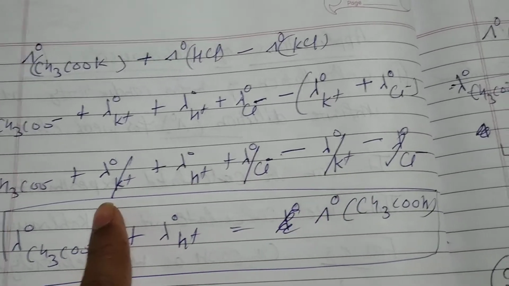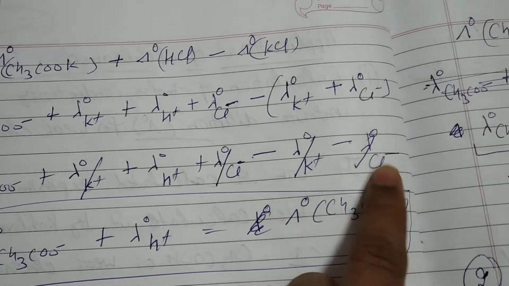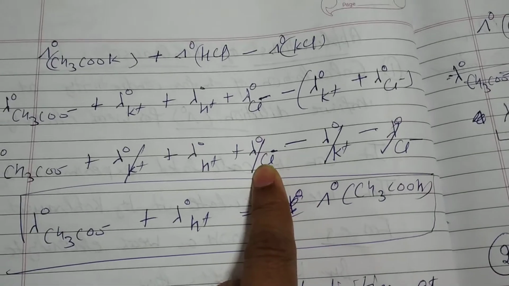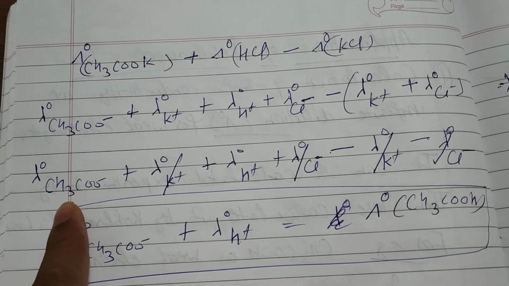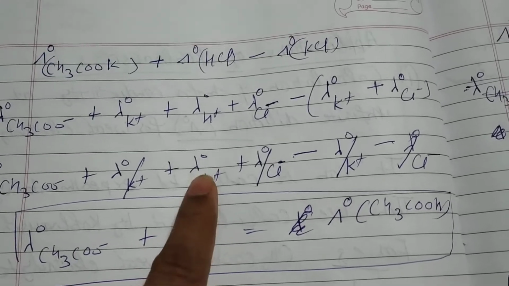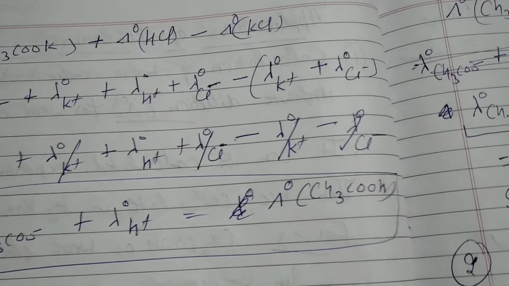We will cancel this. This value is positive, this value is negative, so this and this value will also cancel each other. So what we get is lambda naught CH3COO negative plus lambda naught H positive, and this is equal to the limiting molar conductivity of acetic acid.